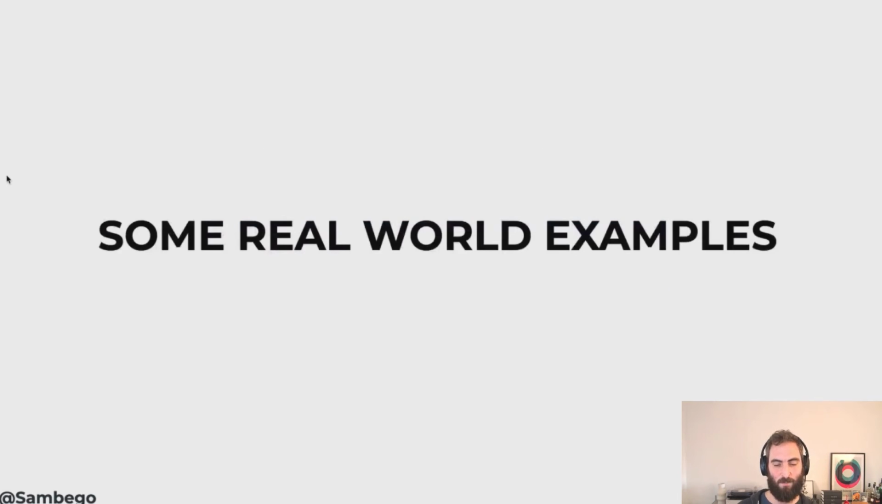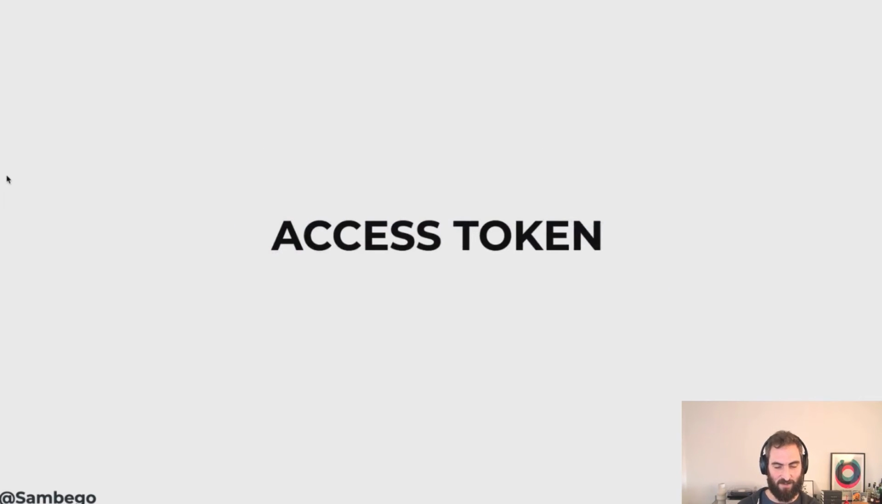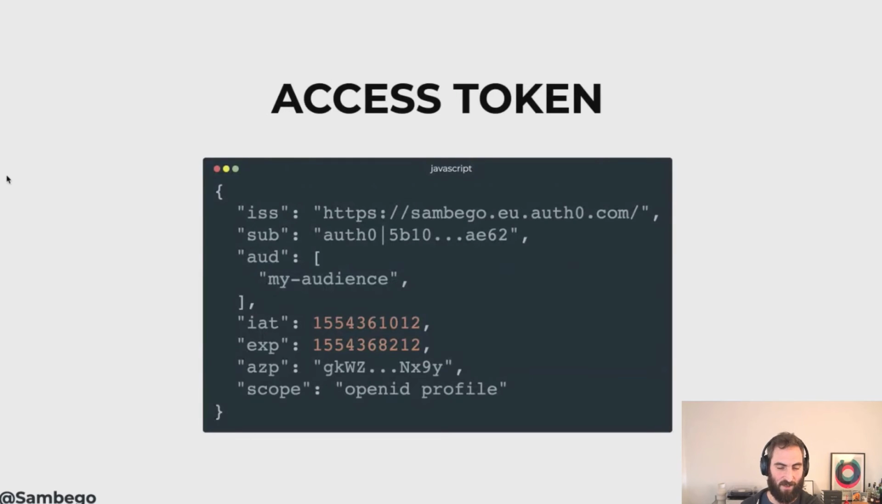So, some real-world examples of tokens. When you use a JSON Web Token for an access token, it might have a payload that looks something like this. It will contain some data that is interesting to an API, because an access token is usually used to get access to an API or to an API endpoint. So it gives you some information about the issuer, the user, which is the subject, the audience, which API can consume this, when it's issued at, the expiry date, and maybe some of the scopes that were granted to this access token.